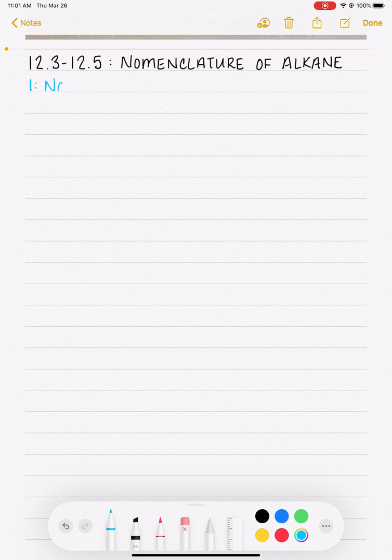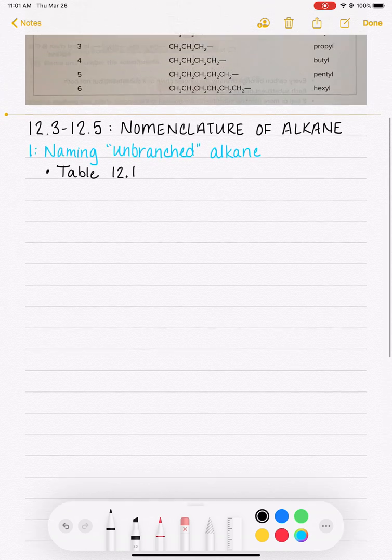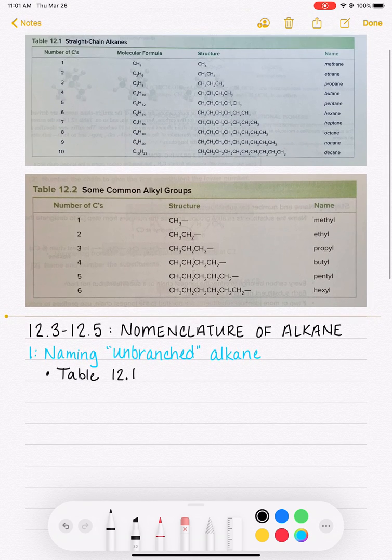And what we did yesterday, without even realizing it, you learned how to name unbranched alkanes. An unbranched alkane is a molecule that has just a straight, continuous chain of carbon atoms without any carbon atoms attached. The unbranched alkanes were all shown to you in table 12.1 in your book. So we looked at this table right here. This is the straight chain or unbranched alkanes.